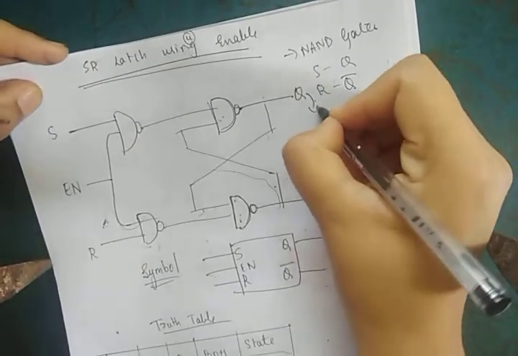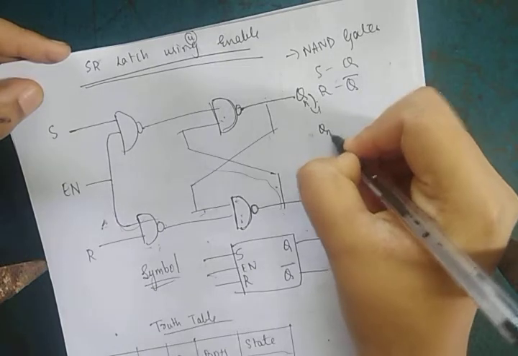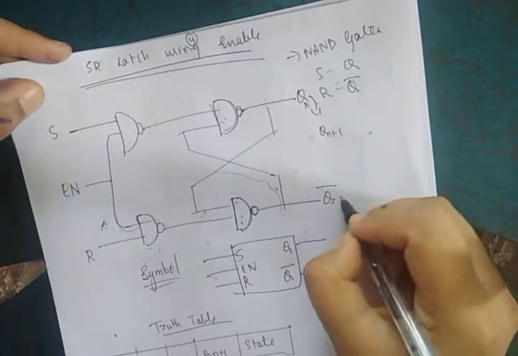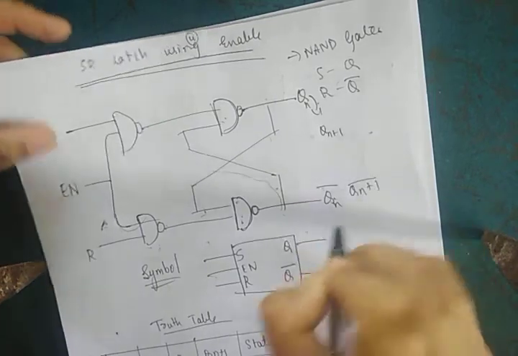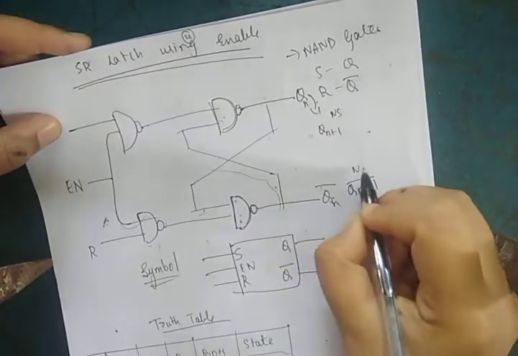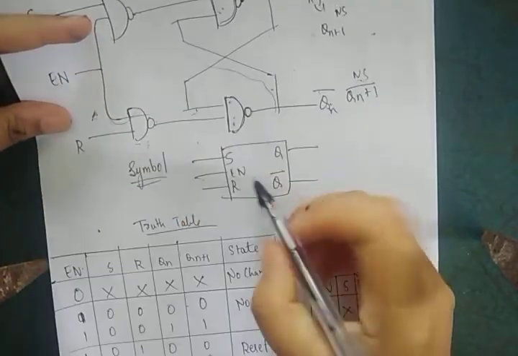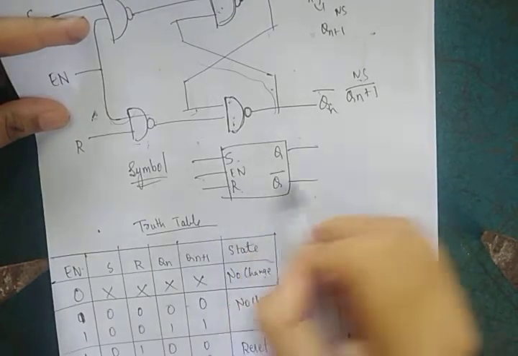No doubt, after this I'll be having Q. This is Qn, this is Qn plus 1, and this is Qn plus 1 bar. Previous state, next state. This is the next state. If you put this much, it's enough. Symbol: as usual, we have an SR latch, Q and Q bar. Here I have an enable.